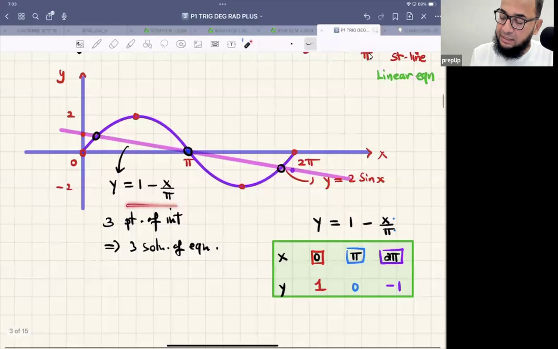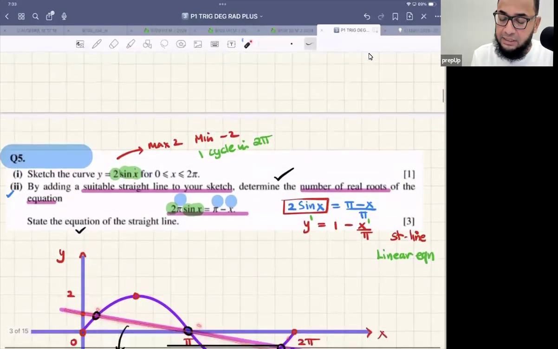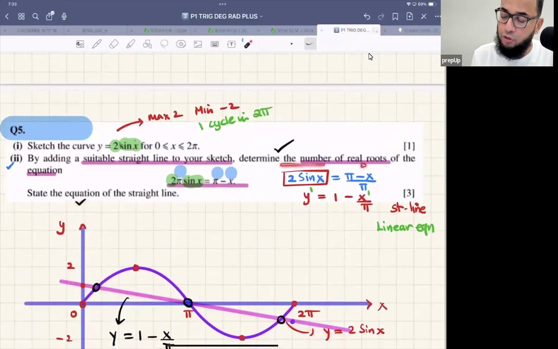So once you get this line, just plug in 3 points, join those 3 points, that is this one and this one right over here. And when you draw this particular line, it's intersecting at 3 points. That is the number of solutions of this equation. Real roots is the number of solutions.